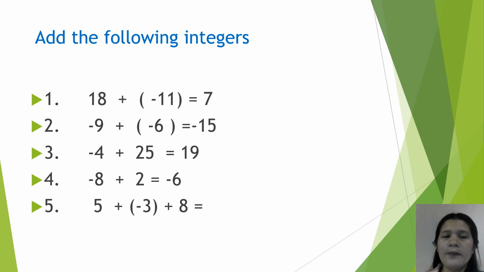So, 5 plus negative 3 plus 8 is equal to 10. So, positive, because 5 plus 8 is 13. Then, plus negative 3. So, we have 10.